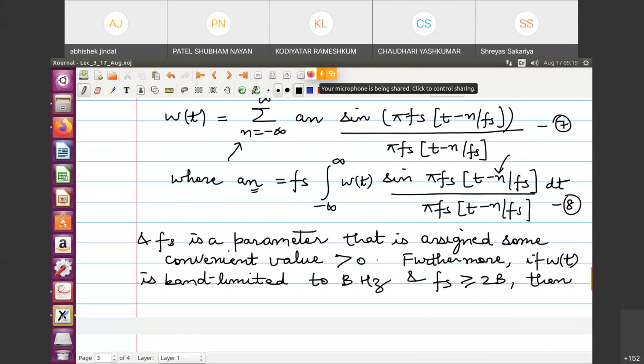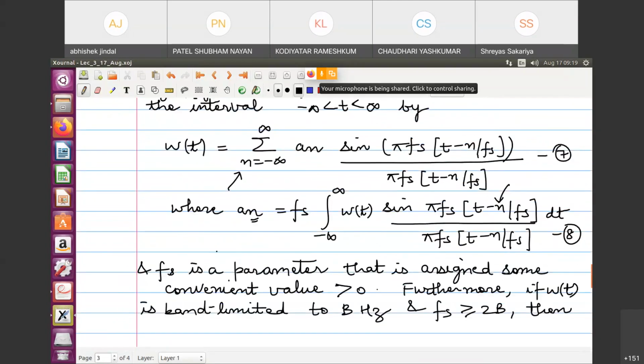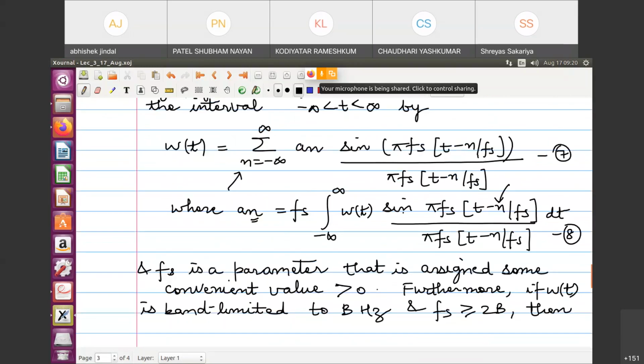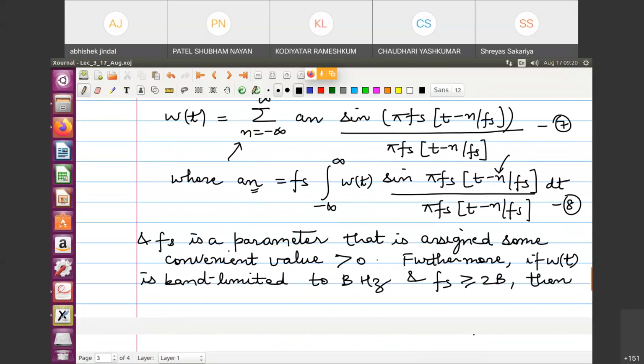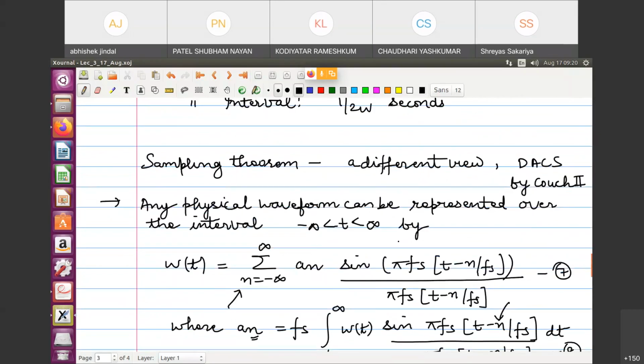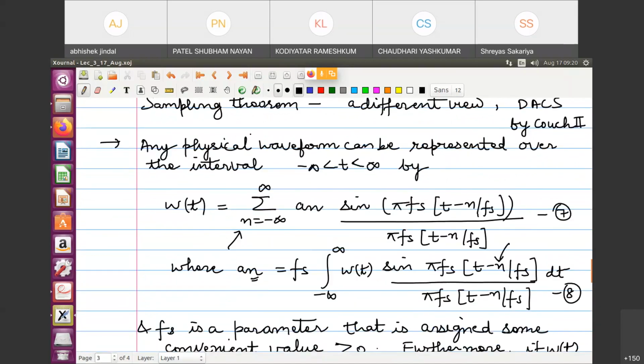Now one observation is that if at all my W(t) is bandlimited to B Hz, and if my sampling rate, that is fs, sorry, right now we have not yet said that fs is a sampling rate, we are simply saying that if fs is greater than or equal to 2B, then your a(n) becomes w(n/fs). Now this is very important. So this says that I can represent W(t) in terms of its samples. Okay. So this was basically the cardinal series.